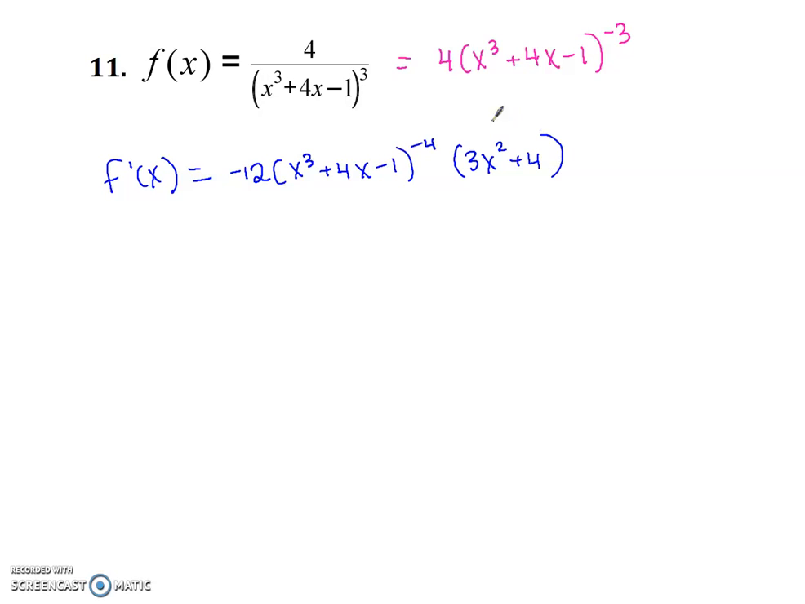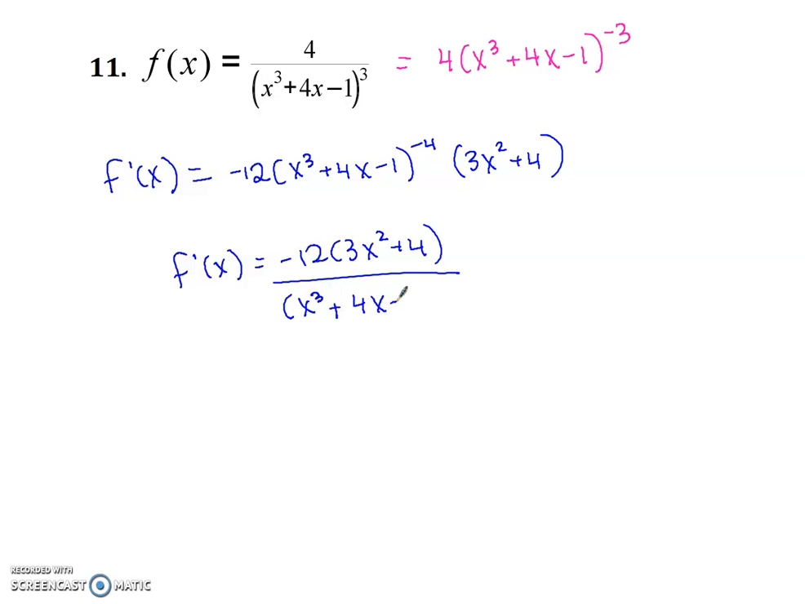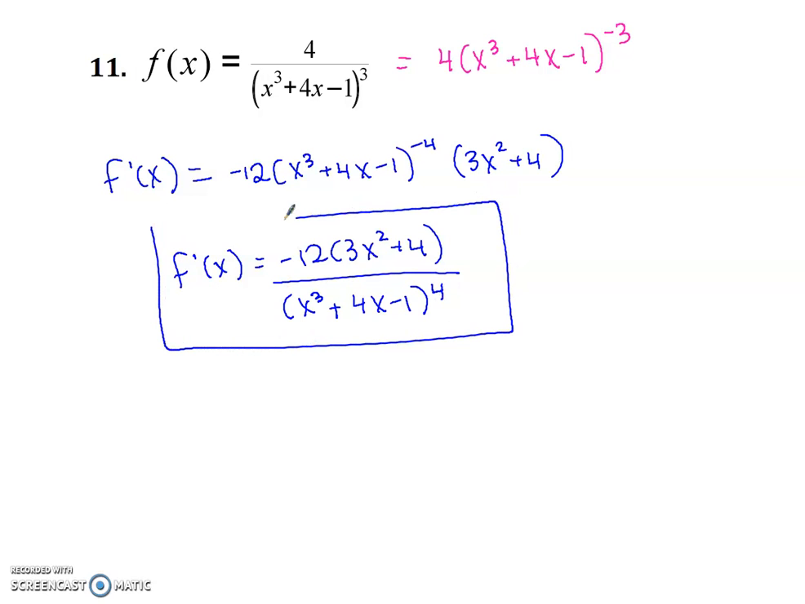And then same thing, there's no GCF here, but I have a negative exponent here, so I need to move it to the bottom. So I'm going to leave the 3x squared plus 4 on top with the -12, and then move the trinomial down and make that a positive exponent.